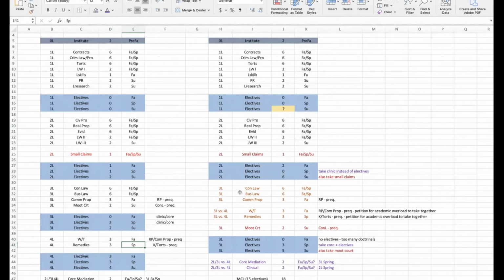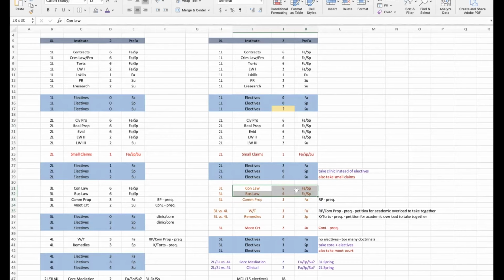Now, how does that look? In your 3L year, you already have these required classes, con law and business law, in the fall. And now you want to add wills and trusts. But in order to do this, you again have to have a 79 or above. So they can petition to have this extra 3 units here. Then you're also taking community property. Sorry, so you're taking con law, business law, community property, and wills and trusts. So you're taking a pretty heavy load. You're having 4 doctrinal classes, 4 bar courses, which is why you have to have a good grade point average in order to petition to do a 3-year plan.